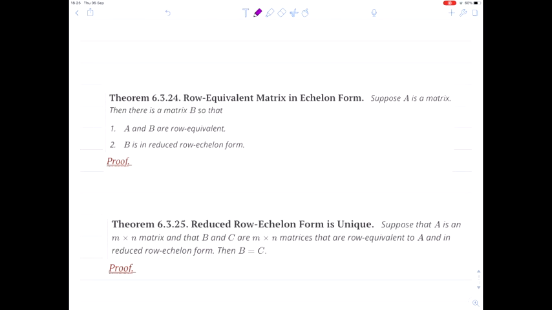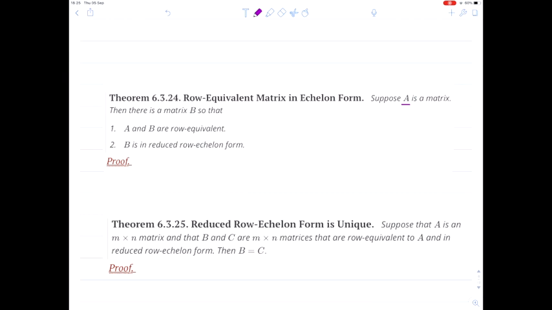So we have a couple of theorems that are useful for our row equivalent matrix in echelon form, and they're relevant because we're trying to find solutions to systems of linear equations. So the first thing that you might think about is, well, can we always find a matrix in echelon form given some augmented matrix? And this theorem says yes.